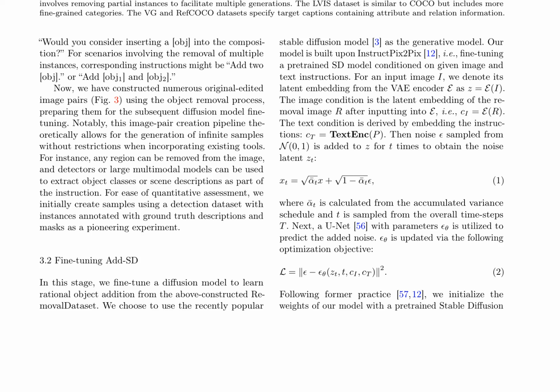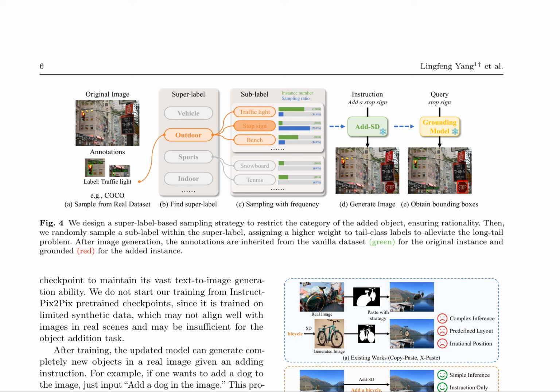The results show that the AdSD model can effectively generate synthetic data that improves performance on these tasks, particularly in addressing the long-tail problem. To ensure rationality in the generated images, a superlabel-based sampling strategy is proposed. This approach restricts the category of the added object to a specific superlabel, and then randomly samples a sublabel within that superlabel. This ensures that the added object is contextually relevant to the original image.